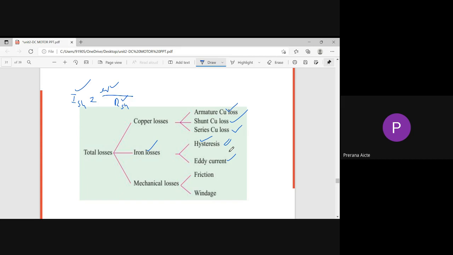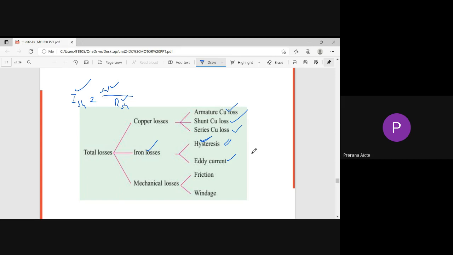When the armature rotor is rotated, there will automatically be a reversal of flux flowing through the core of the armature. Because of this, some amount of power is spent. That power is nothing but hysteresis power, and that loss we call hysteresis loss. So here there are two types of iron losses: one is hysteresis losses, another is eddy current losses.